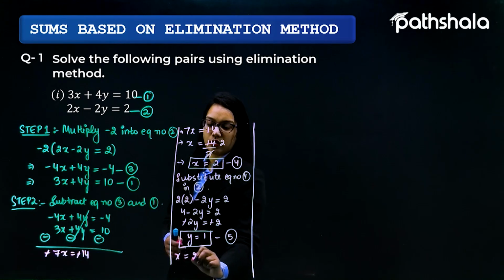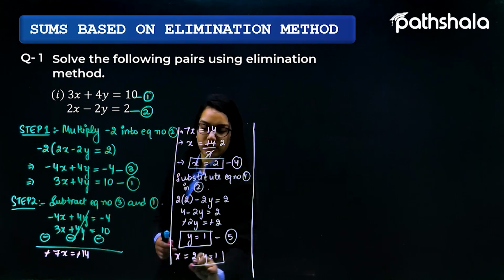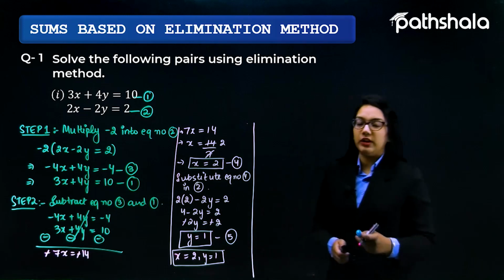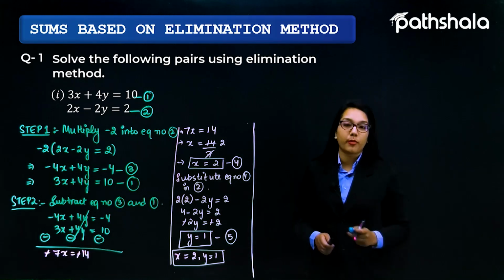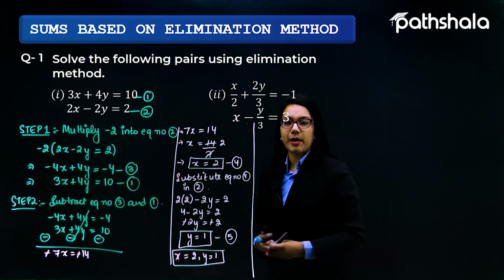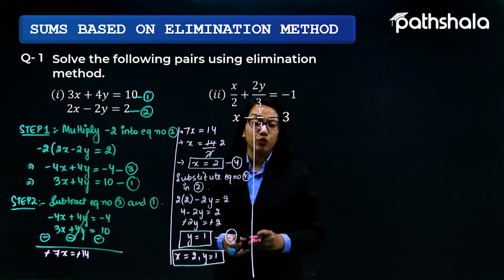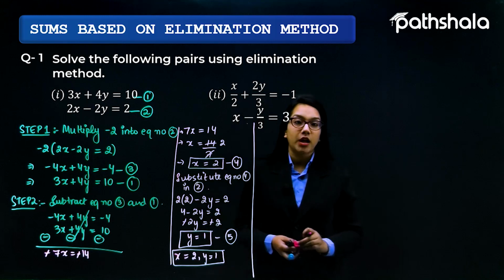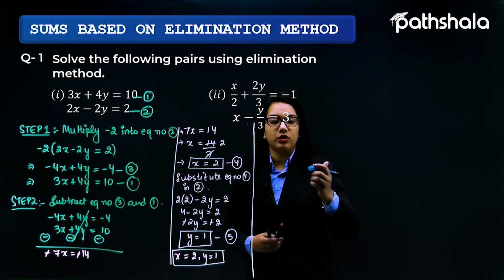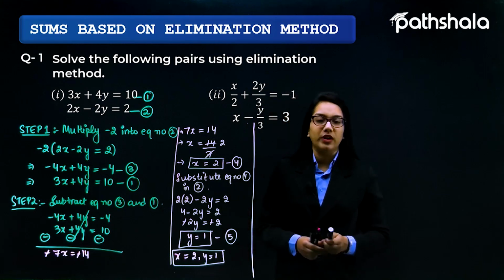So x is equal to 2, y is equal to 1 is nothing but the solution for this particular pair of linear equations. Now let's just talk about the second part. In the second part, we have x by 2 plus 2y by 3, which is equal to minus 1, and the second equation is x minus y by 3, which is equal to 3. Now first of all, let's just solve these two equations.